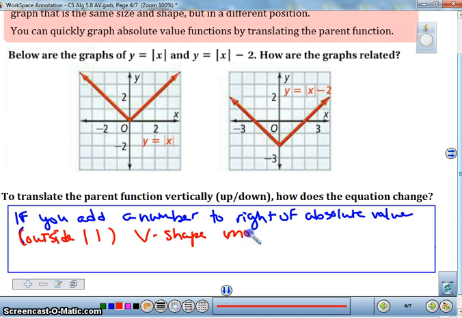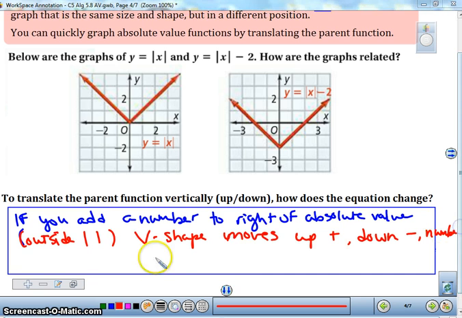moves up if it's positive, down if it's negative. The number that you add or subtract. In our case up here, it was the absolute value of x minus 2. That whole graph shifted down 2, and then it was the exact same shape. The number that you add or subtract.